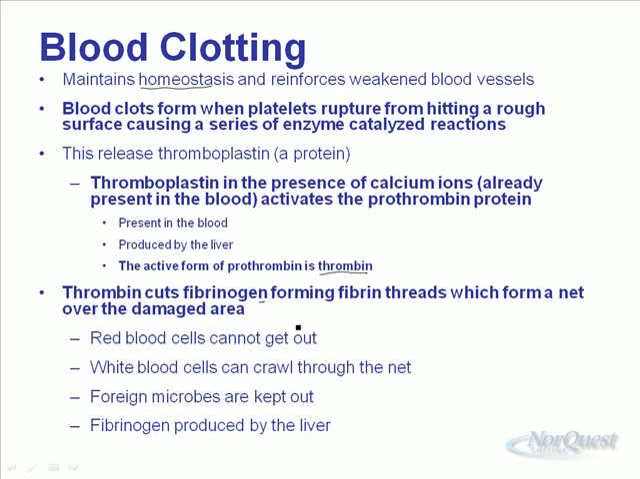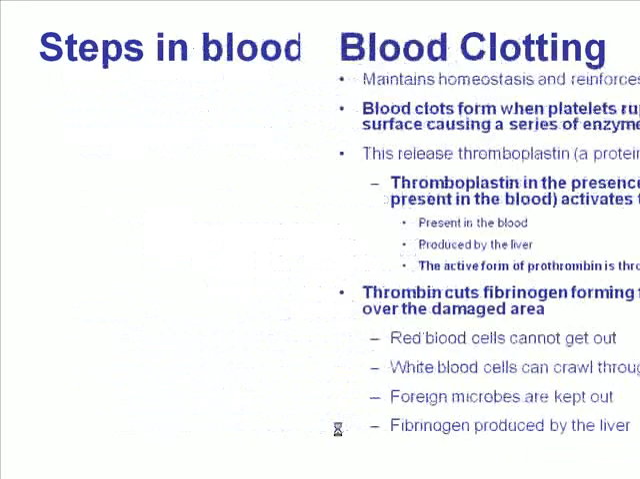These form a net over the damaged area. Red blood cells can't get through. The white blood cells can crawl through the net in order to attack foreign invaders. Foreign invaders are generally kept out, and the fibrinogen is produced by the liver.